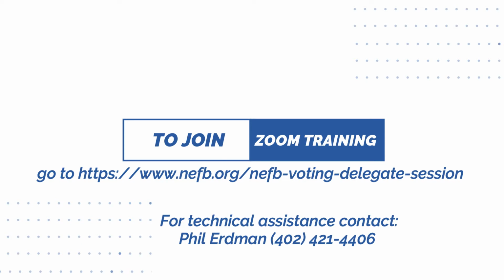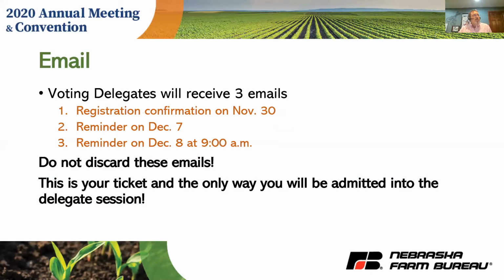In order to get connected, a couple of things that you need to know as a voting delegate: you will receive 3 emails from us. The first one will be just your registration. We are expecting to register everybody on Monday, November 30th. You should get an email confirmation of your registration. And then we will have several reminder emails. There will be 2 of them actually.